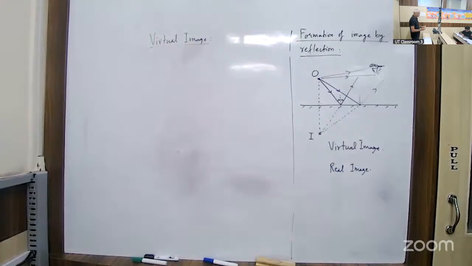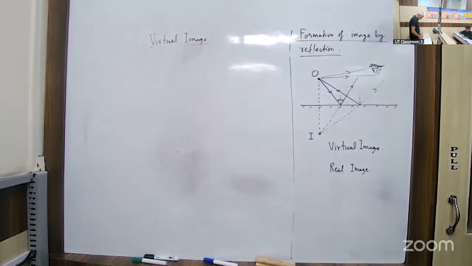So, for example, let's say this is the object. Then its image will be like this, inverted. The object is upright; the image will be inverted. That's a real image. But in a virtual image, the image is also upright. Virtual image is always upright.